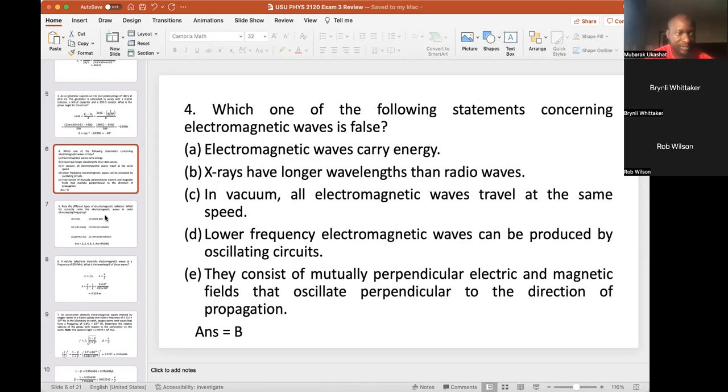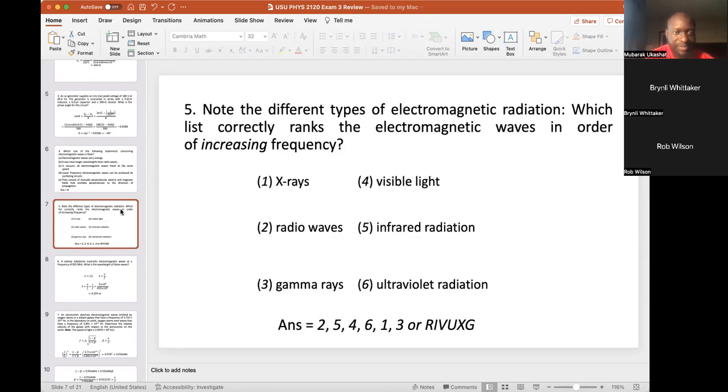That's false. And we're going to have a similar problem here that clarifies it. Know the different types of electromagnetic radiation: X-rays, visible light, radio waves, gamma rays, infrared. So they are numbered. And it says which list correctly ranks the electromagnetic waves in order of increasing frequency. So we start from the lowest frequency, radio waves, to the highest frequency, which is gamma rays.